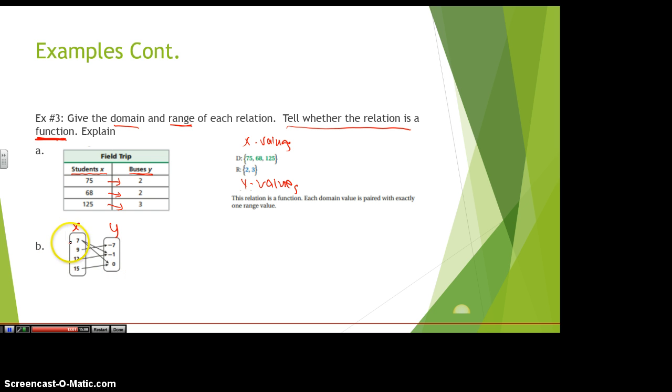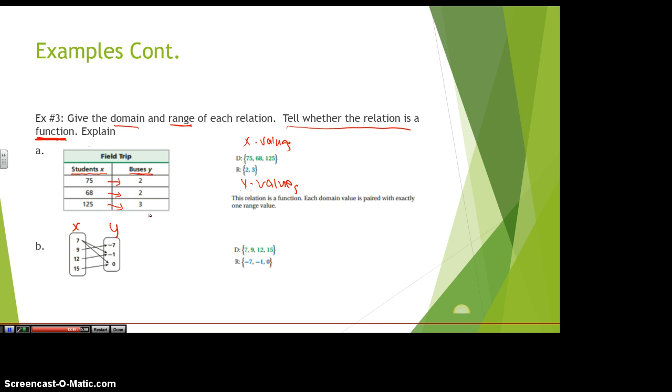Notice with this mapping diagram, 7 is going to -1 and to 0. That means that X value is not paired with one range value. So in this situation, it is not a function. But before I jump ahead and write that it's not a function, let's write the domain and range values for this. So the domain, again, X is 7, 9, 12, 15. We'll write that in the brackets. The range is -7, -1, and 0. Notice they're not in numerical order. They're in order based on how they're shown on the mapping diagram or on the table.